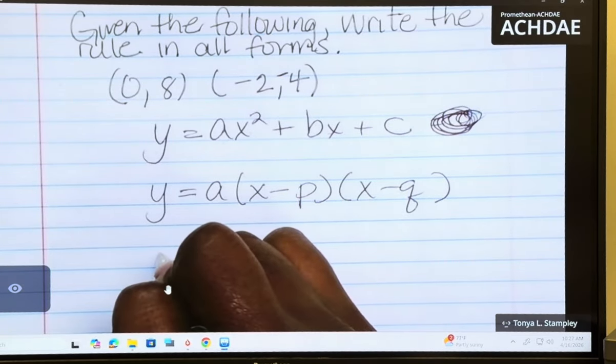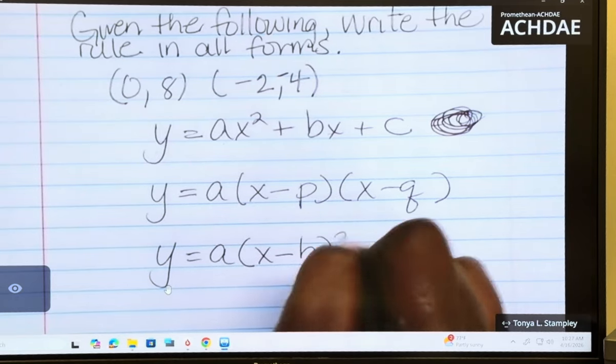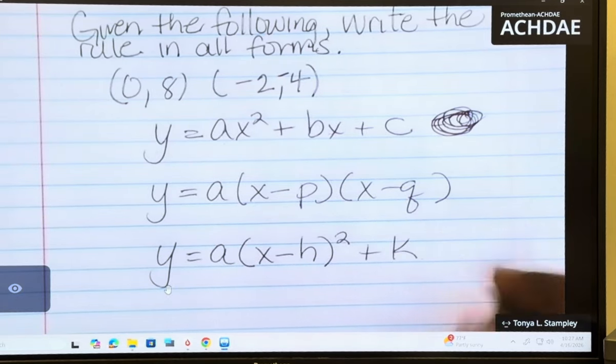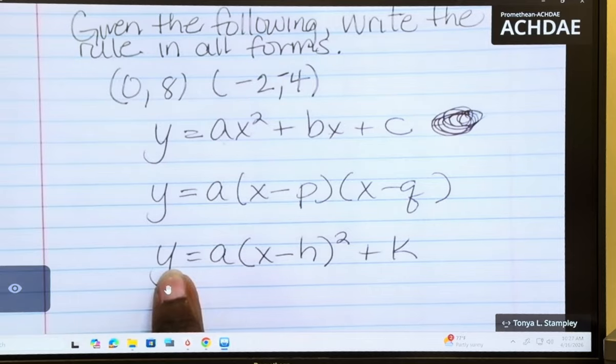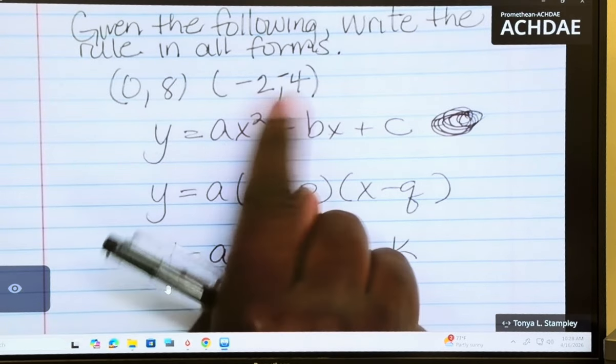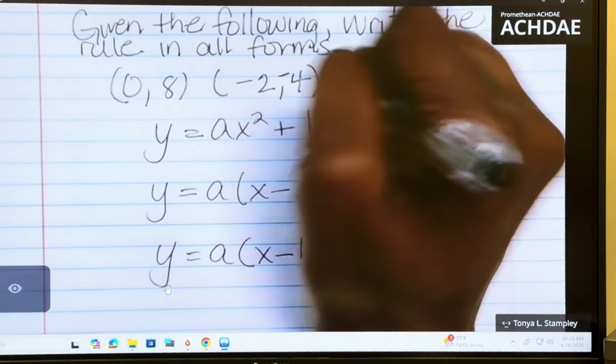What's the last one? y equals a times x minus h squared plus k. Again, I don't know the vertex. I do have an x. I do have a y. I don't have an a. So I can't do it from this form. I had to give you, there was one more thing that you needed. You need the a, or I need to tell you this is the vertex. Are you following? But let's rock with it. Let's say this is the vertex.